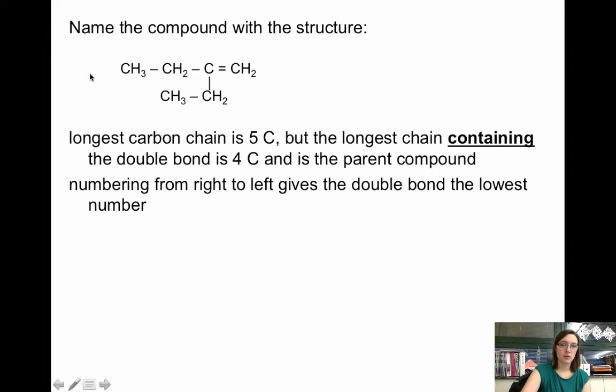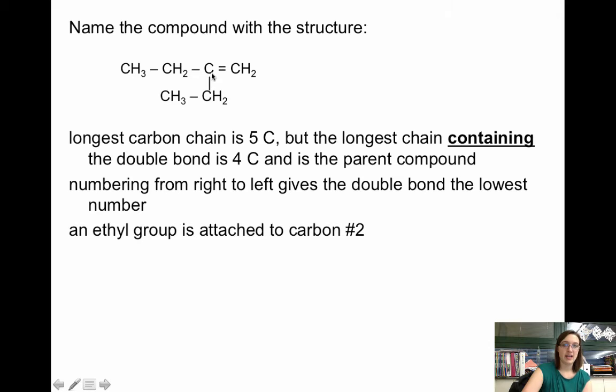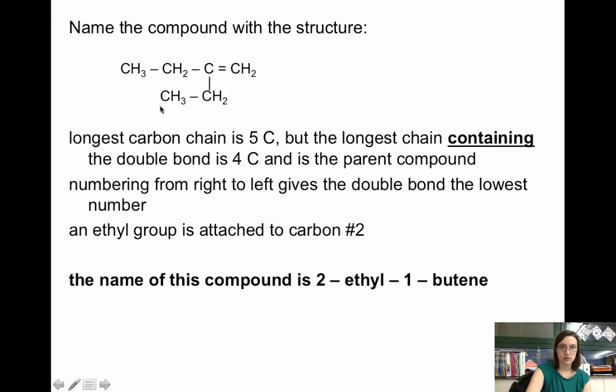Then if we number from right to left, 1, 2, 3, 4, that actually gives our double bond the number 1. And then an ethyl group is attached to the second carbon. This is an ethyl group. So now we have 1-butene, but let's name our substituent group first. So we have 2-ethyl-1-butene. You need this number in front of the parent name to tell you where the double bond is located.